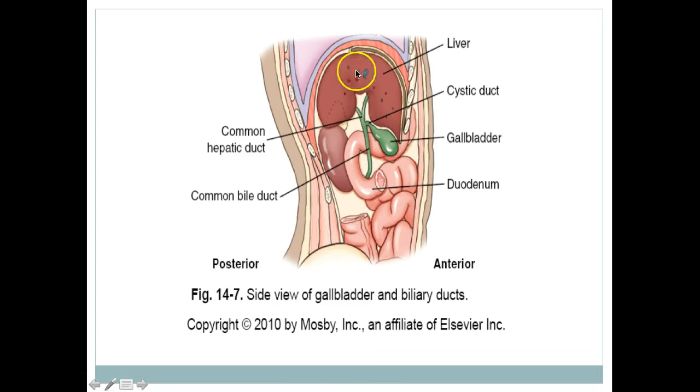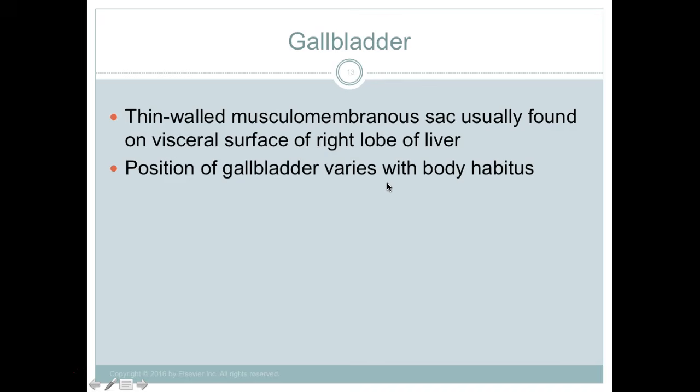Looking at a sagittal view, here's your liver, and you have your right and left hepatic ducts, and going into your common hepatic duct, going to your cystic duct. Here's your gallbladder to your cystic duct to your common bile duct, and here's your duodenum.